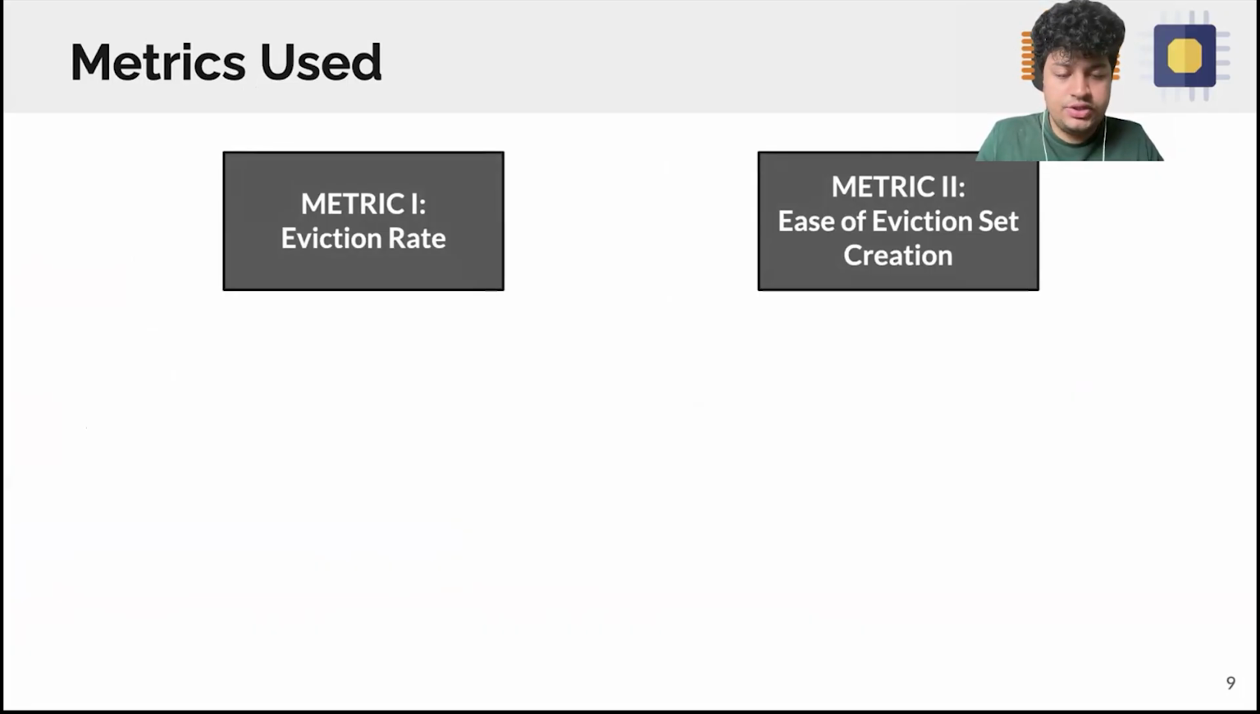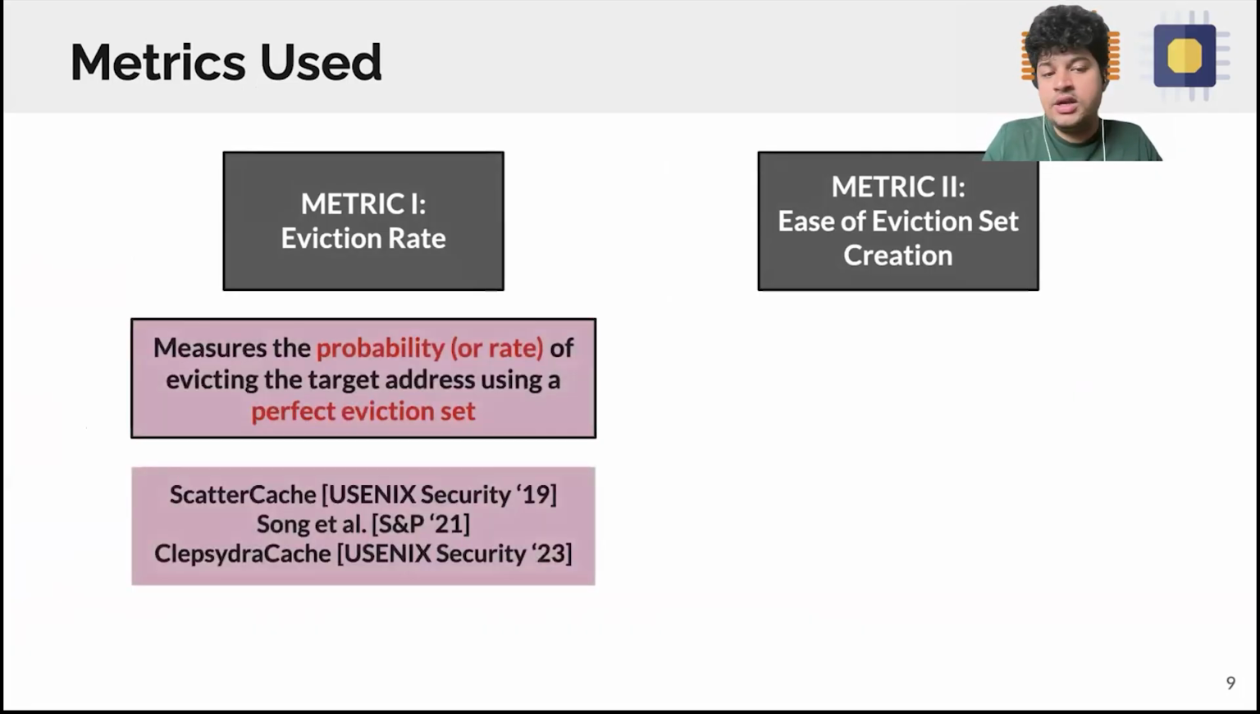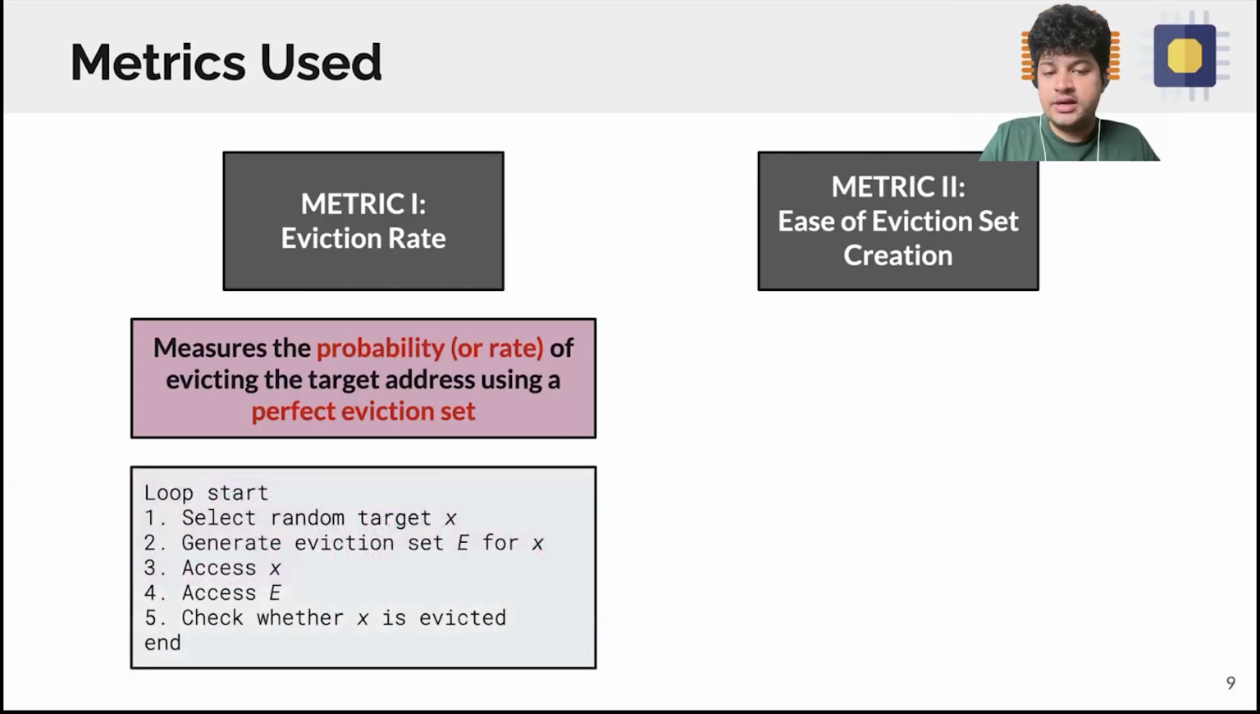So the first one being the eviction rate, which basically measures the probability or the rate of eviction of the target address when using an eviction set. So a perfect eviction set, which basically means that it is algorithm independent, as in we do not consider a particular algorithm to create the eviction set, and we assume that the eviction set was provided to us, and we use that to measure the probability or rate of evicting a target address using it. So this is a very popular metric used in previous designs, wherein you select a random target address X and you generate the eviction set E for that target address X, and you access the target address, you access the eviction set, and check whether the target address was evicted or not. And you do this in a loop, which will basically give you a rate or a probability number.